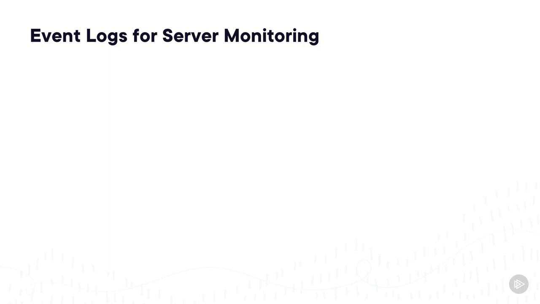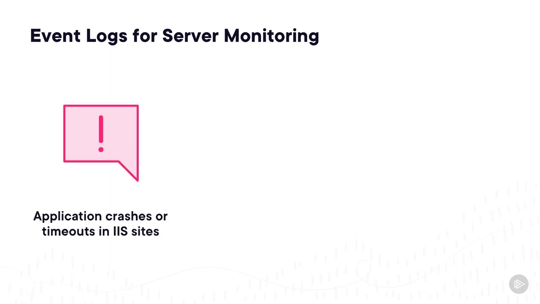As servers run, they generate tons of event log data that provides insight into performance and security. Let's look at some high-value events to focus on. First, application timeouts on IIS servers. These help identify app issues affecting users.